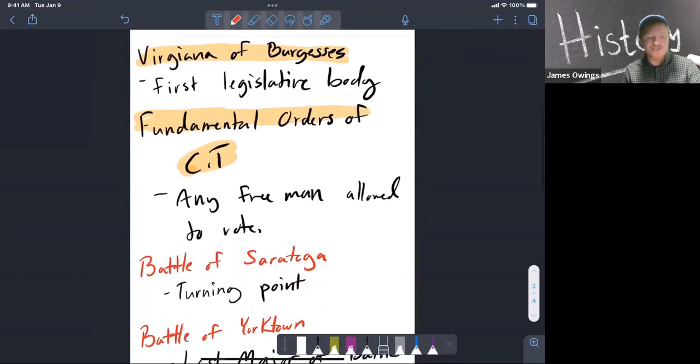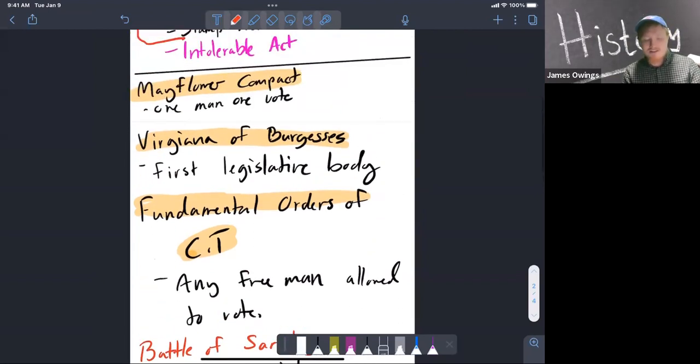And the Fundamental Orders of Connecticut, it's kind of the same thing. I talked about it in the sense of expanding on the rights of individuals. It's just following the same concept of the first body, the first way in which we're supposed to have voting. This is just getting a little bit better at that. So I don't want you to think that you need to know too much about it. You might see it on the test though.